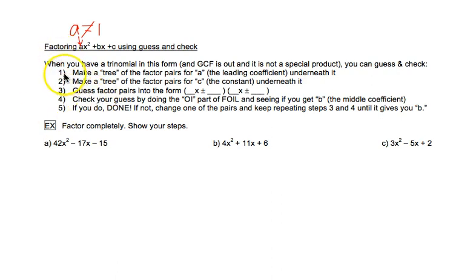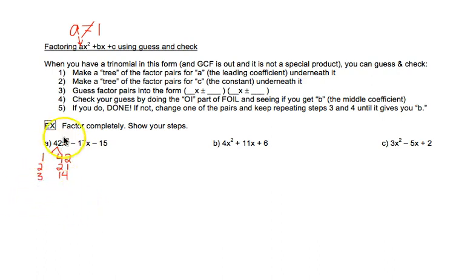So first thing we do once we know it's guess and check is we make a tree of the factor pairs for a, which is your leading coefficient. I want you to make these trees starting with 1 and working your way up. So 1 times 42, then 2. 42 divided by 2 is 21. So then you see, is 42 divisible by 3? I believe it is. I check, and yes, it is. It's 3 and 14. 42 divided by 4 should not be divisible, but you can always check it. Nope, doesn't come out evenly, so we skip that one.